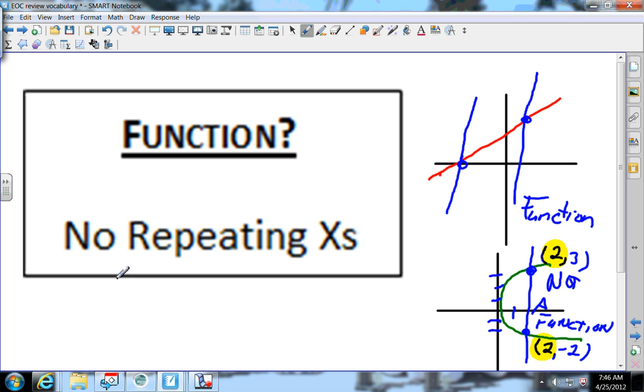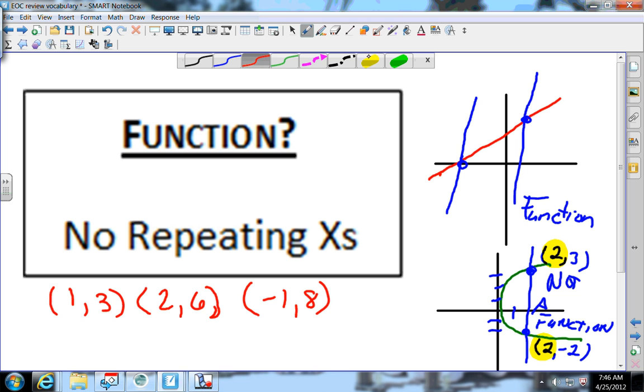When we took a practice test before, you had a list of ordered pairs, and it asked you, is it a function? Well, if it's a function, then the x numbers do not repeat. Do these x numbers repeat? This is a 1 and that's a -1. Those are 2 different things. This is an example of what is a function.